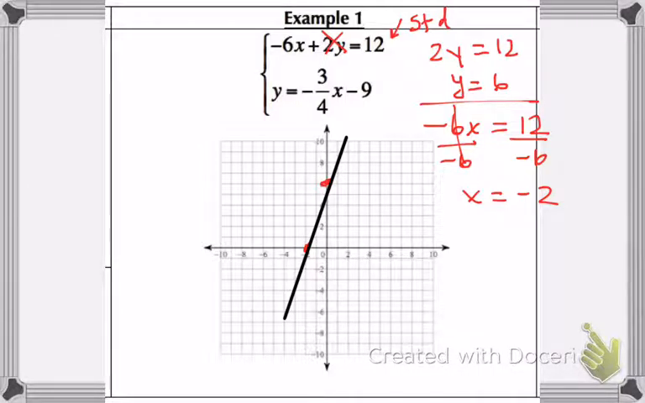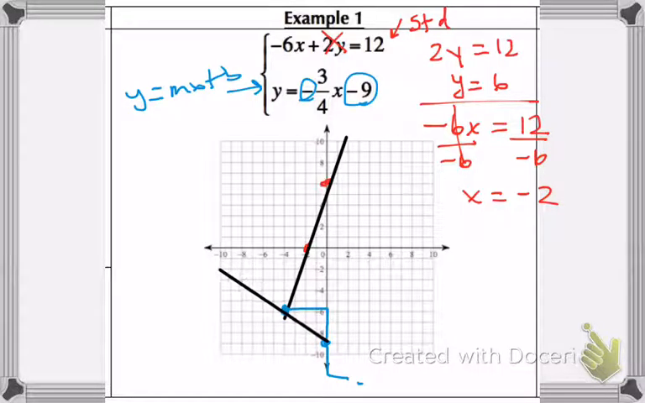So let's graph this one, which is y equals mx plus b. I'm going to plot this first. My negative 9 is down here. And this means I'm going to go down 3 and over 4. I can't do that on here, so I'm going to go up 3 and over 4 to make this point right here. So if I draw my line to extend right there, now I can pretty easily see where these two lines cross. It's right there.